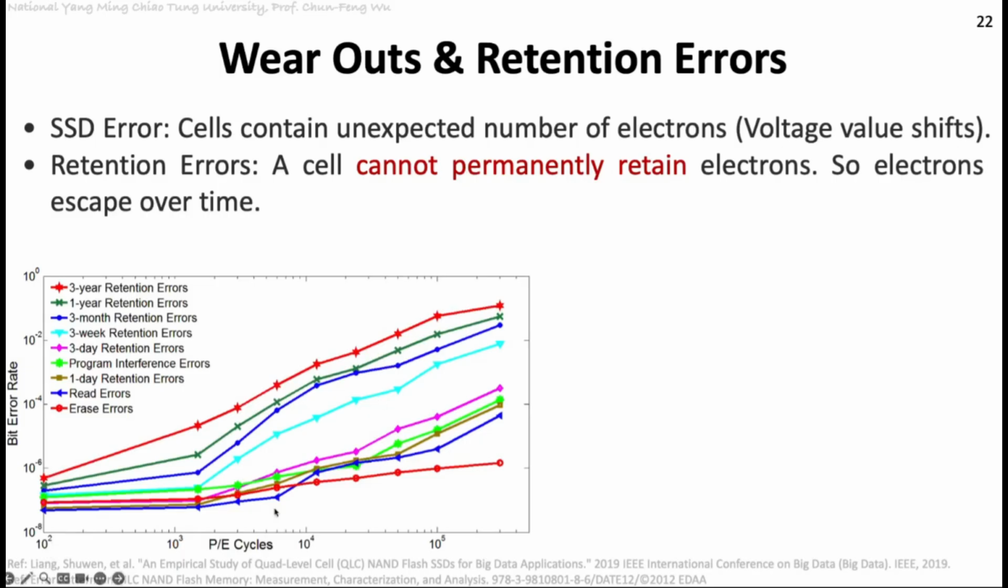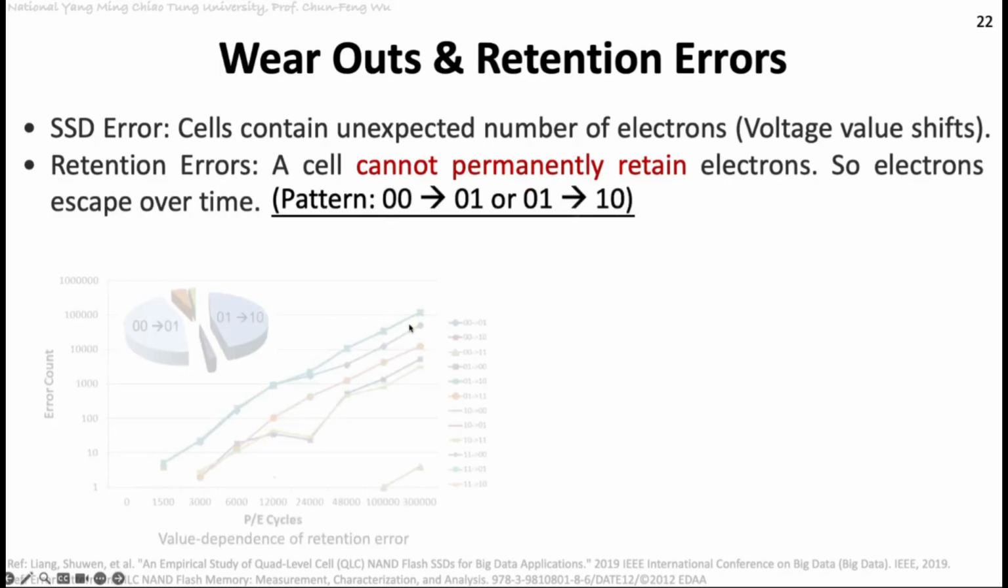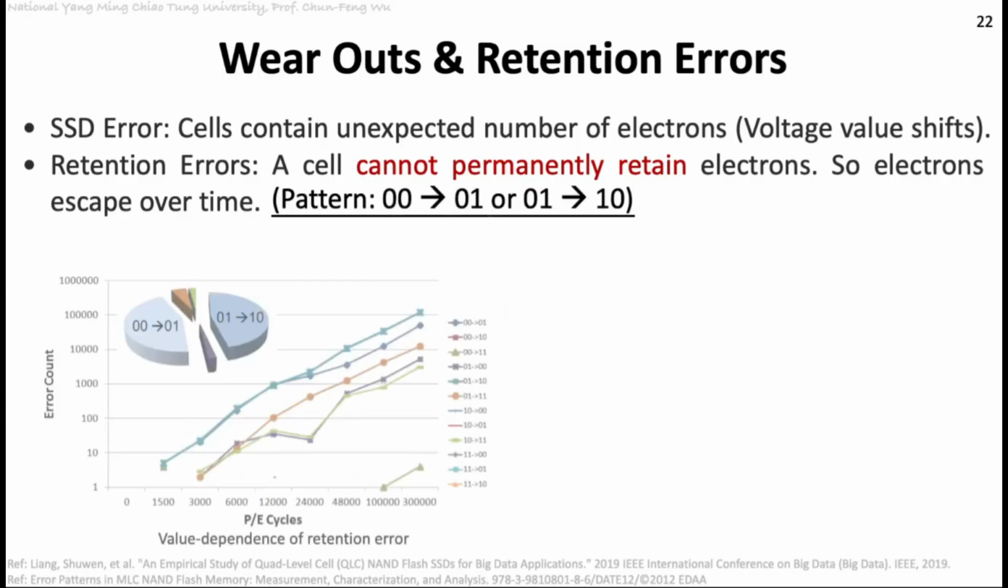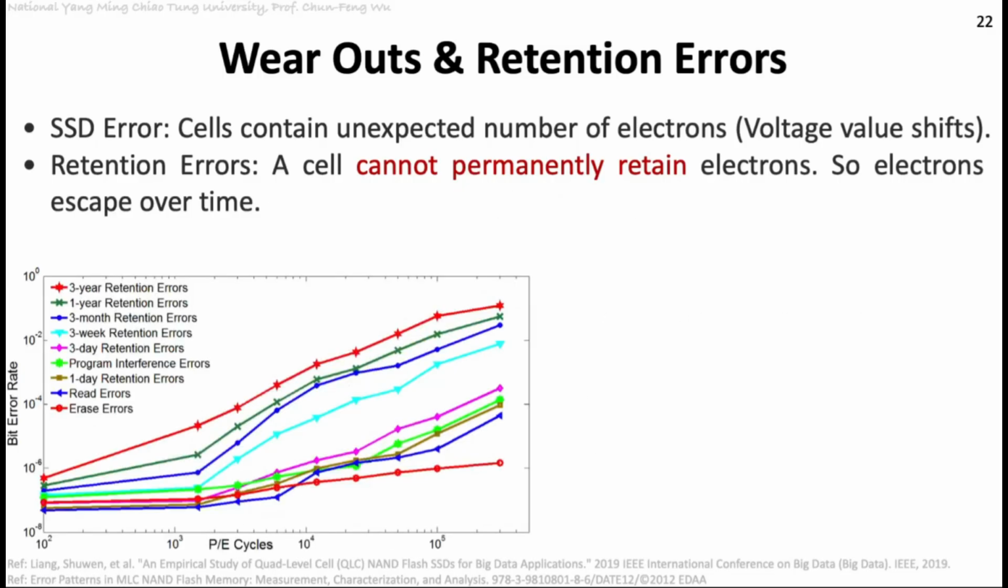And then if you read and write more data into the SSD, for example, if the P/E cycle climbs to 10^5, then the error rate will become like 10^-2, or even more serious. Okay, so what is the reason for this?